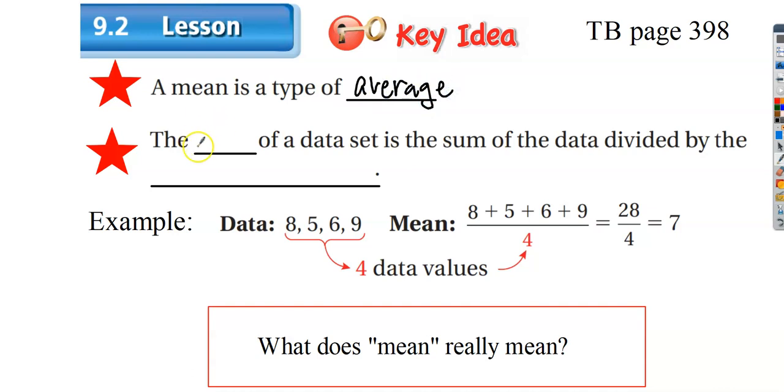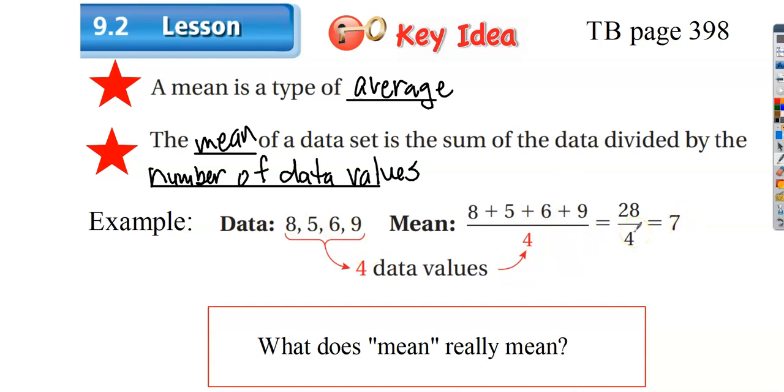And then the mean, right, which is like an average: the mean of a data set is the sum of the data divided by the number of data values. So if, for example, you have a data set that has 8, 5, 6, and 9, there are 4 data values. So you add up all of those numbers and you divide by 4. So the average of this data set is 7.